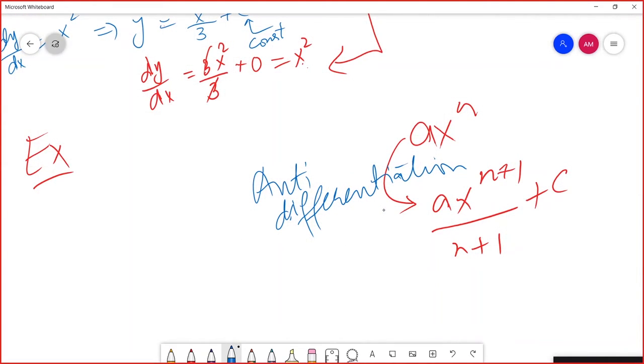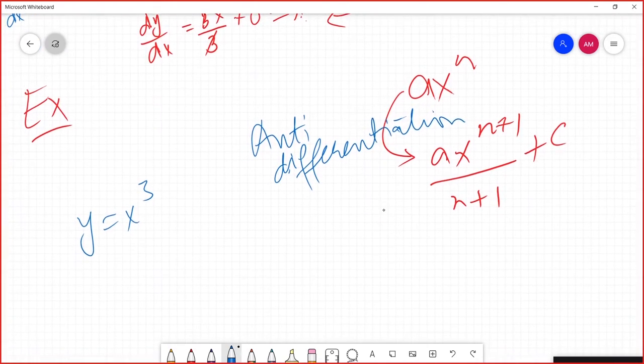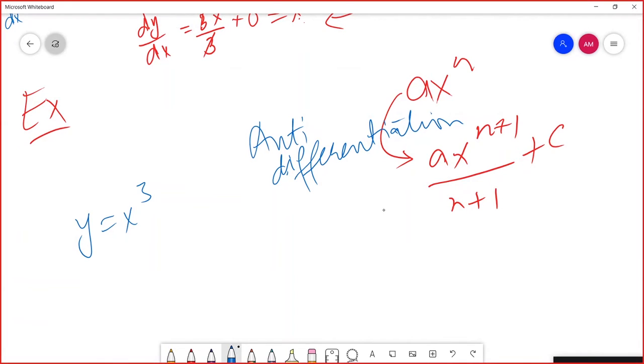If we have y is equal to x cubed, and we want to integrate it. Integrate means taking anti-differentiation, so this would be x to the power of 4 over 4, plus c. Very nice, right? Yep.